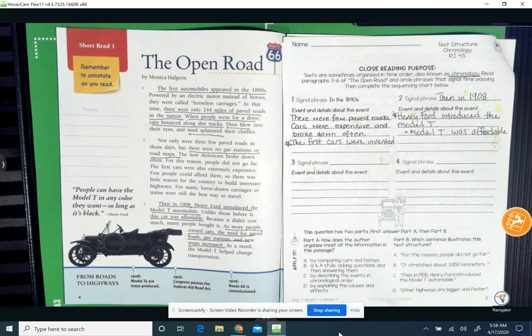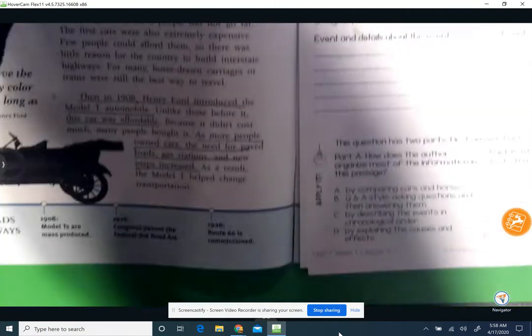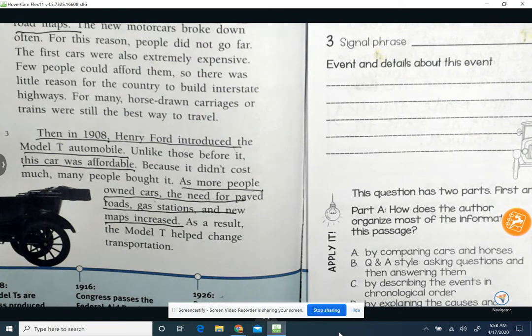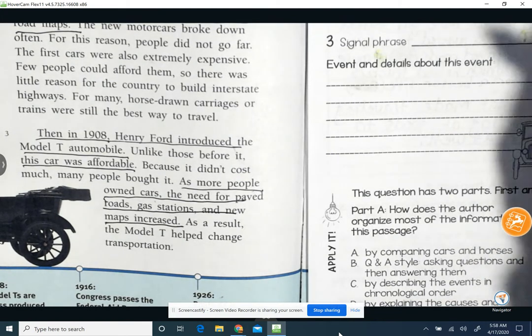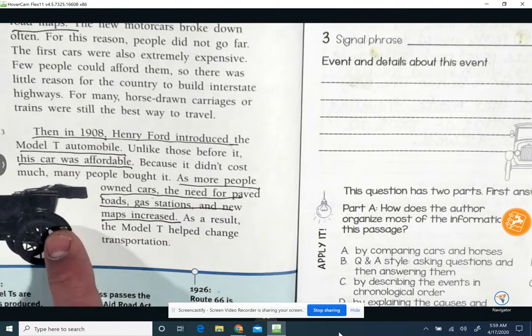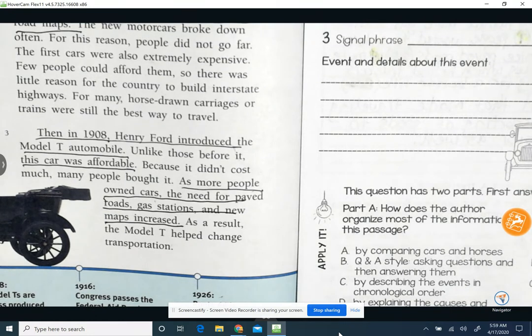Right. Let's see here. We have another event or detail underlined here. As more people owned cars, the need for paved roads, gas stations, and new maps increased. Well, that is a major event. If it was not for the Model T, right, the need for all these gas stations and paved roads may not have been needed quite yet. And so, in changing transportation, the Model T was very, very responsible for that.